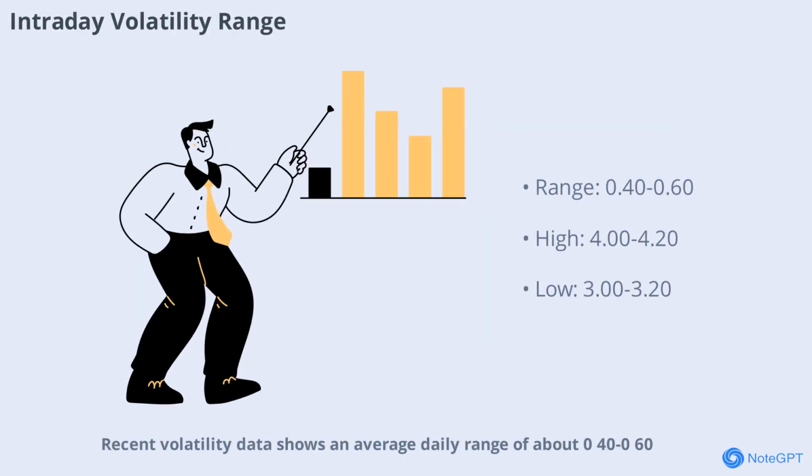Recent volatility data shows an average daily range of about 0.4060. From the current price, this projects an intraday high of 4.420 and a low of 3.320. These wide ranges highlight the speculative nature of THAR and the potential for rapid price swings within a single trading session. Traders should be prepared for significant intraday movement and adjust their strategies accordingly.